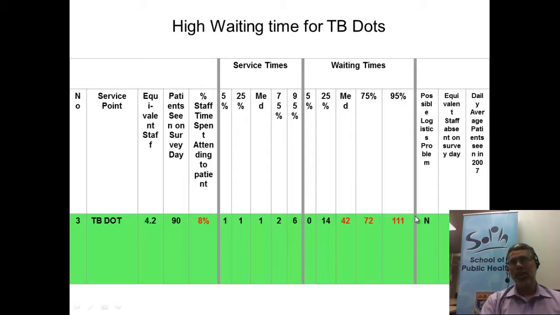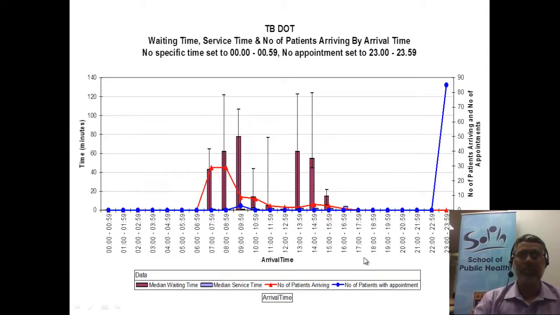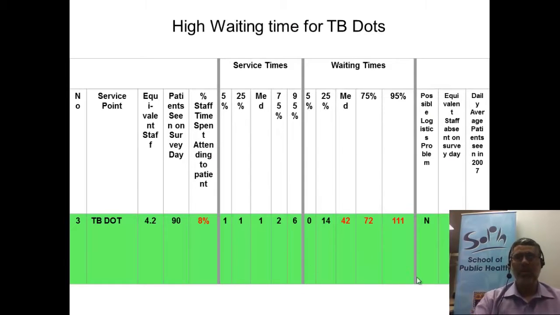Is it due to a logistical problem? No, there appears to be no logistical problem. Is it due to them being overloaded, overworked? Absolutely not. Okay? In fact, they spend only 8% of their time attending to patients, which means there's a large amount of spare capacity. So these staff are available to do other things for 92% of their time. So, high waiting times, cause thus far unknown.